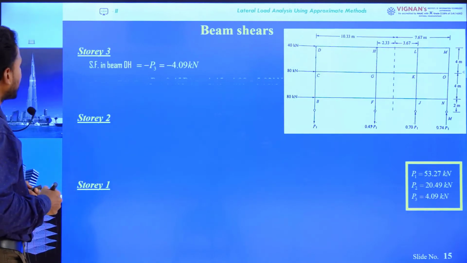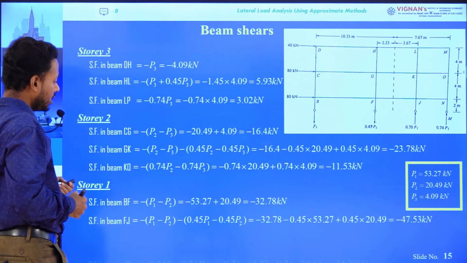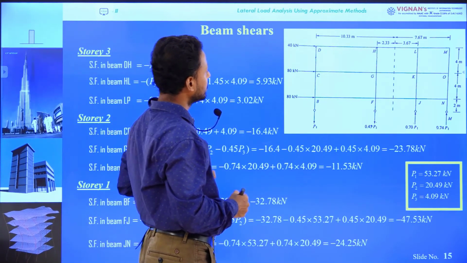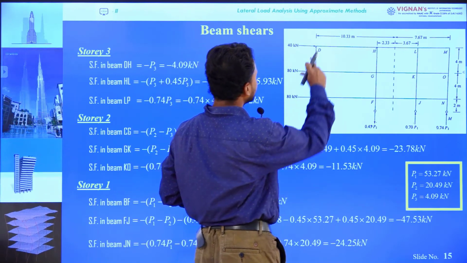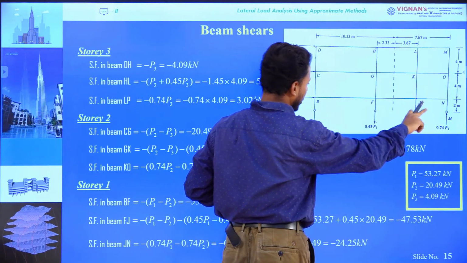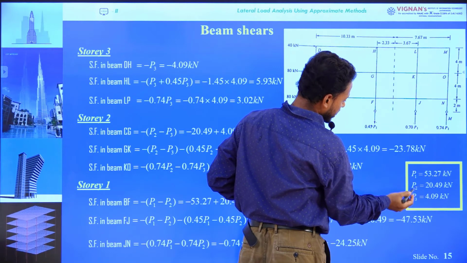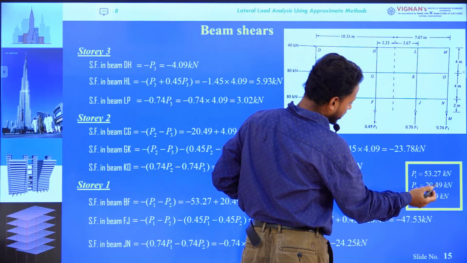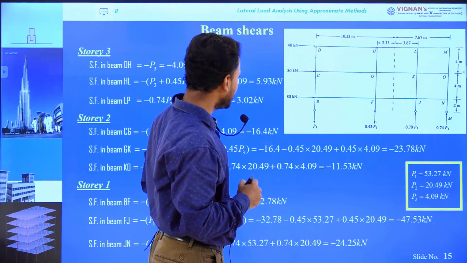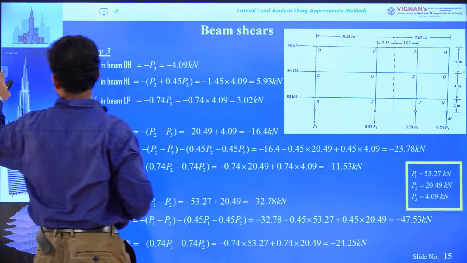Now let's calculate the beam shear in all the beams present in the building. So first we will consider story 3, then story 2, then story 1. Here I have written P1 value is 53.27, P2 value is 20.49, P3 value is 4.09 kilonewton, right? Now what forces we have to consider here.